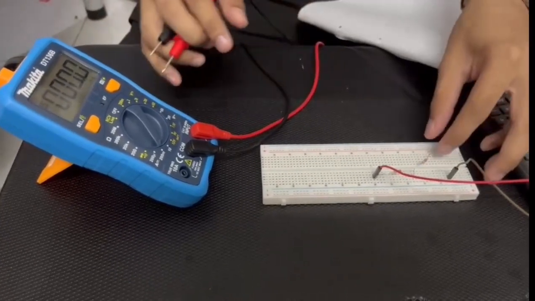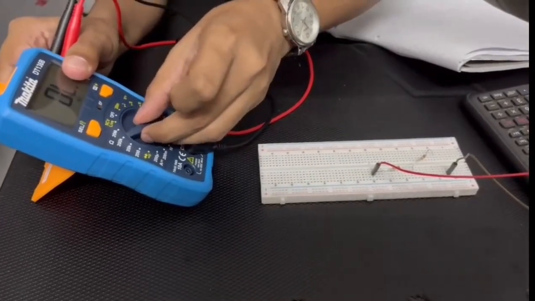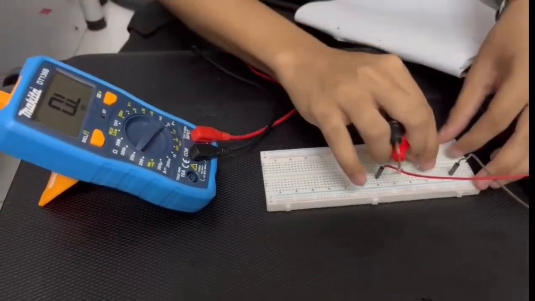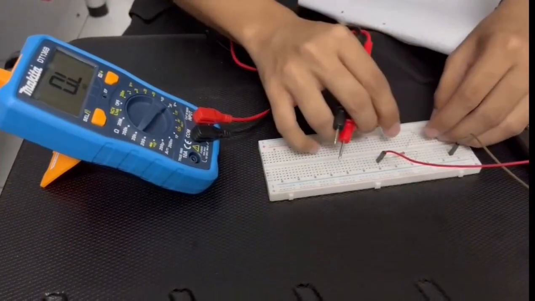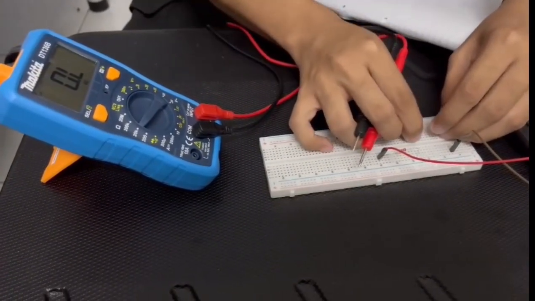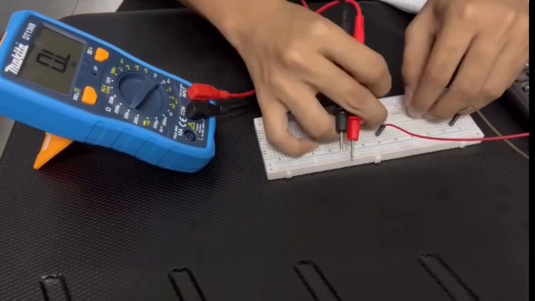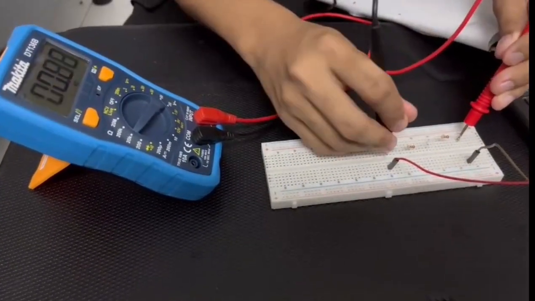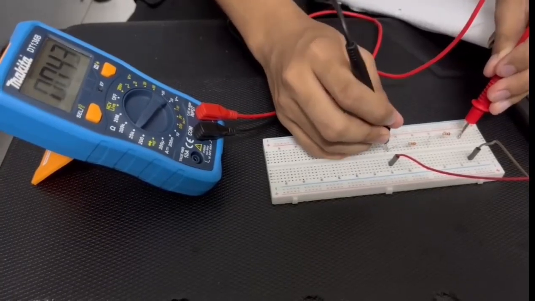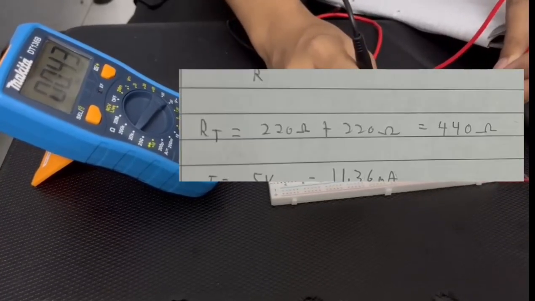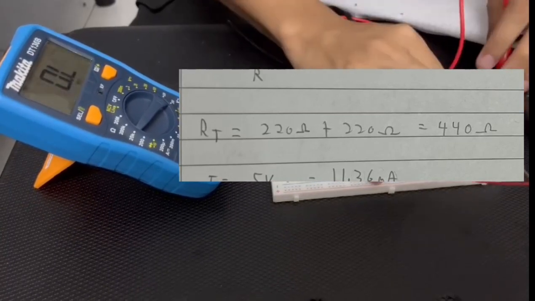And then for R total, we change it back to ohms. For R total, we move the resistor away from the power, so it doesn't affect the measurement. Here the R total is 430 ohm, which is close to the calculation. For the calculation, we will get 440 ohm.